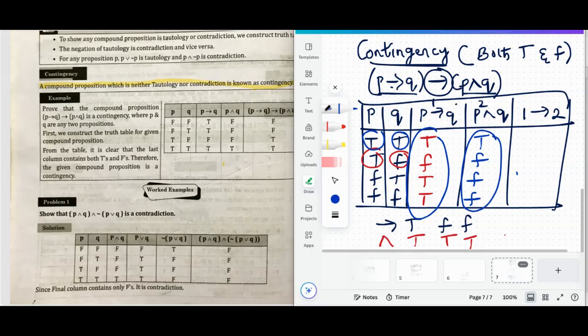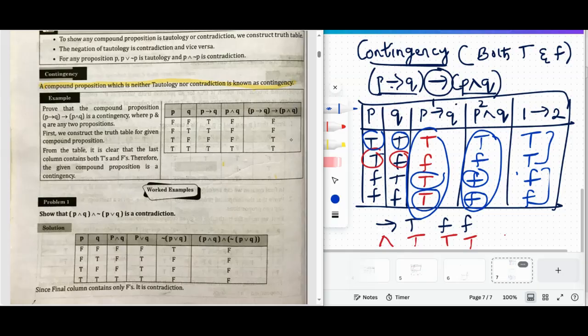Then we have to check the first and second line, these two lines, for implication. That is T and F, it is F. Just check where we have T and F; we have T and F, it is F, and again T and F, it is F. The remaining all will be true. So hence, since both the values T and F are present, it is called a contingency.